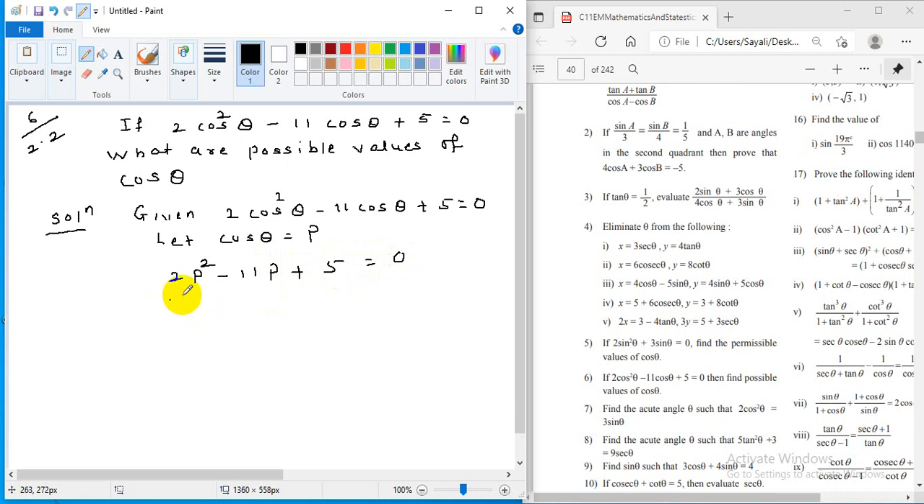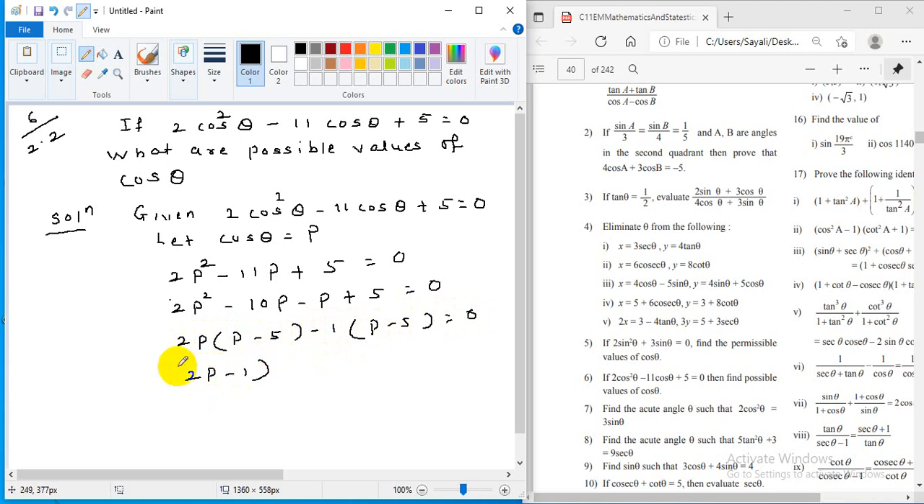And now, this is 2 into 5, 10, and this 11 I can break as 10 and 1. So what I can write here: 2p squared minus 10p minus p plus 5 equal to 0. So I can take 2p common from the first two terms, so it will be p minus 5. Here I can take minus sign common, so p minus 5 equal to 0. So what I get is 2p minus 1 is one factor, and another factor is p minus 5. This is 0.